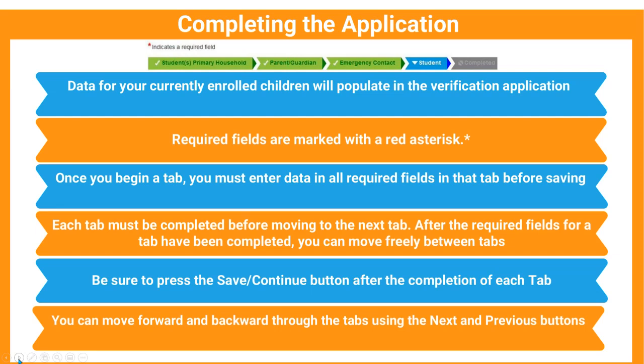Each tab must be completed before you move to the next tab. After you complete each required field for each tab, you have to click Save as you move along. Once you've completed each required field and you've clicked Save, be sure that you are making it all the way to the end. You can move forward and backwards throughout the tabs using the next or the previous button, but be sure that you click the Save button in order for your information to be registered.